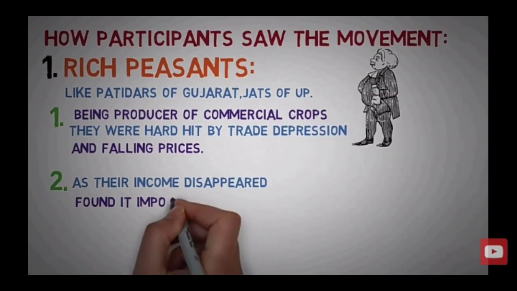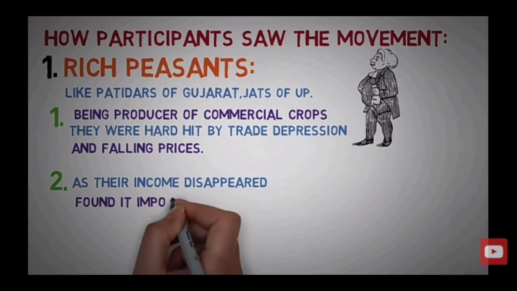After discussing all these points, let us discuss the new point, that is, how participants saw this movement. Here we will discuss the rich peasants. In the countryside, rich peasant communities like the Patidars of Gujarat and Jats of Uttar Pradesh were active in the movement. Why? Being producers of commercial crops, they were very hard hit by the trade depression and falling prices. And as their cash income disappeared, they found it impossible to pay the government's revenue demand. And the refusal of the government to reduce the revenue demand led to a widespread movement.